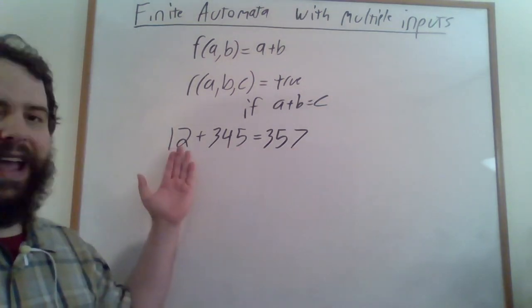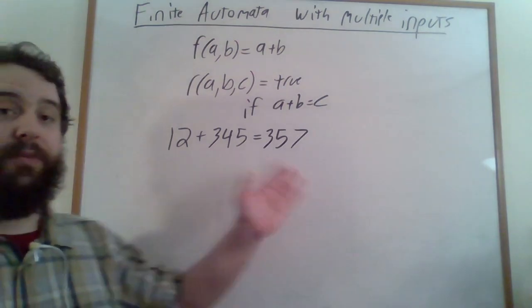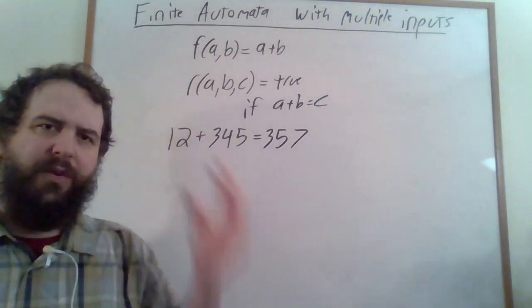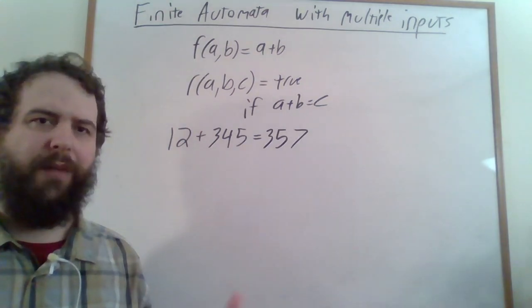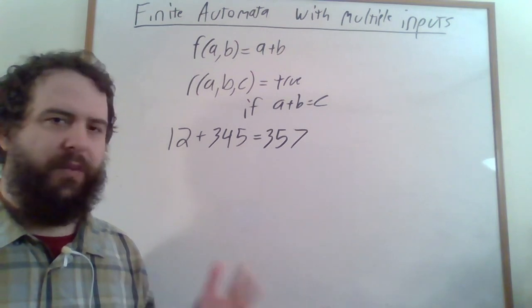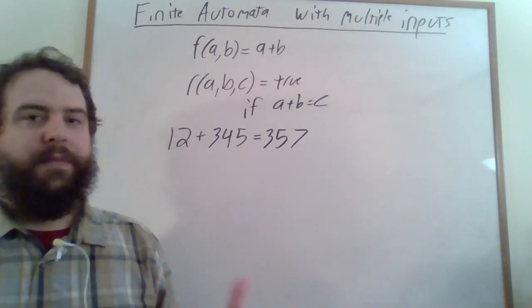We can't even recognize when we have the sum of 2 things is equal to a third thing when we input it like this. So how could we input this stuff into a finite state automaton so that the automaton can actually do addition, can actually determine whether or not a plus b is equal to c? Well, let's think about this.